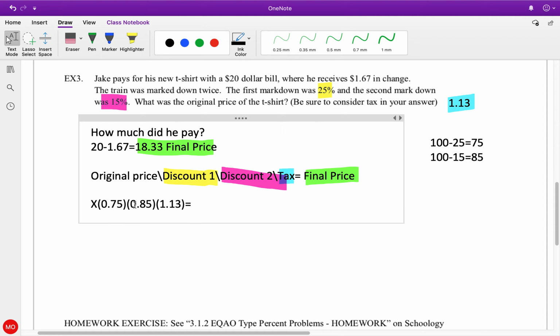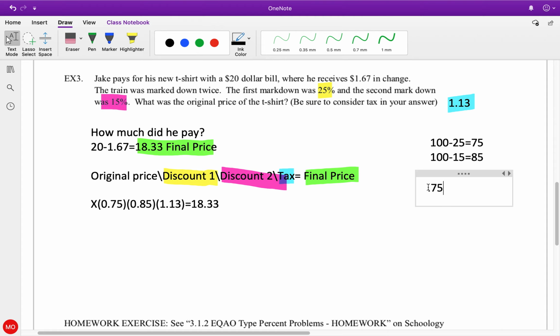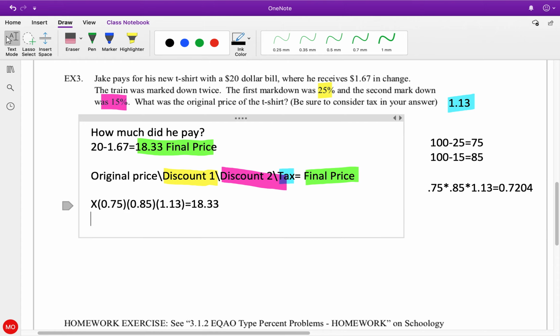equals 18.33. Let's do some calculations over here on the side, which is 0.75 times 0.85 times 1.13 equals that number. So I'm just going to make it 0.7204x equals 18.33.